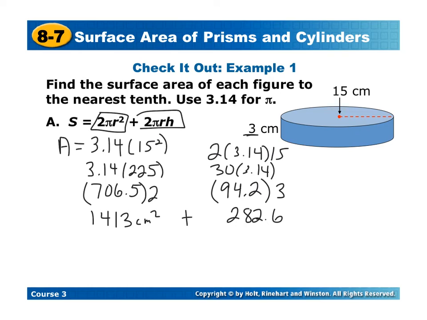We're just going to add those two together. So we would get 1,695.6 centimeters squared. So hopefully that's the answer you got when you pause the video.